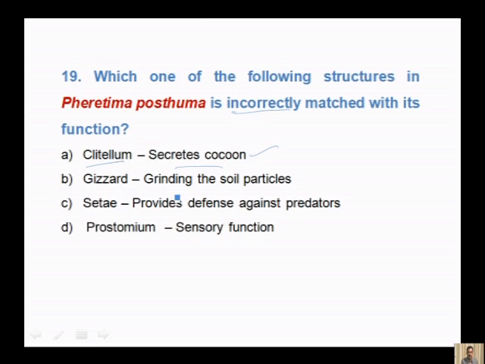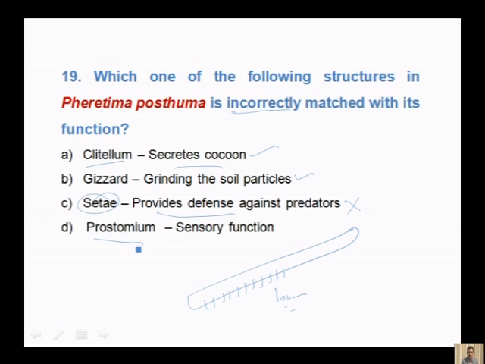Gizzard is the part associated with the digestive system, helps in grinding of soil particles. This is also correct. Setae provides defense against predators is the wrong statement. Setae are the thin S-shaped chitinous structures present at the ventral surface of the earthworm, helps in locomotion, not for defense.